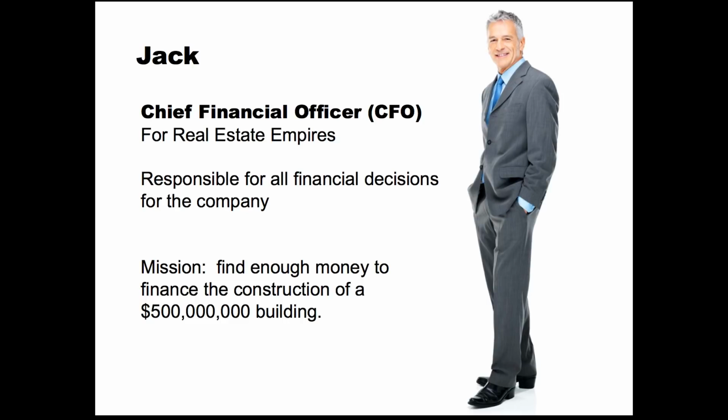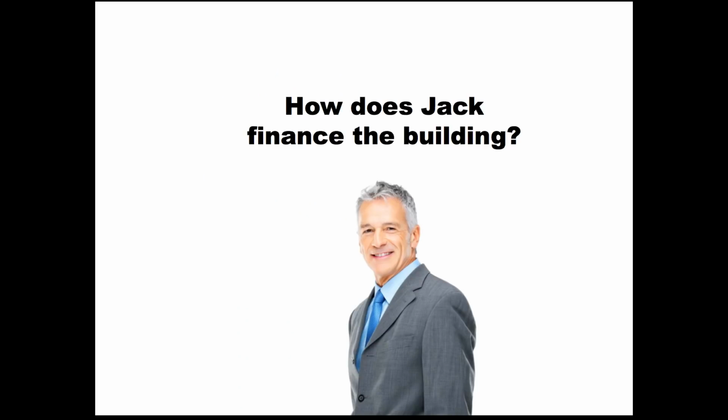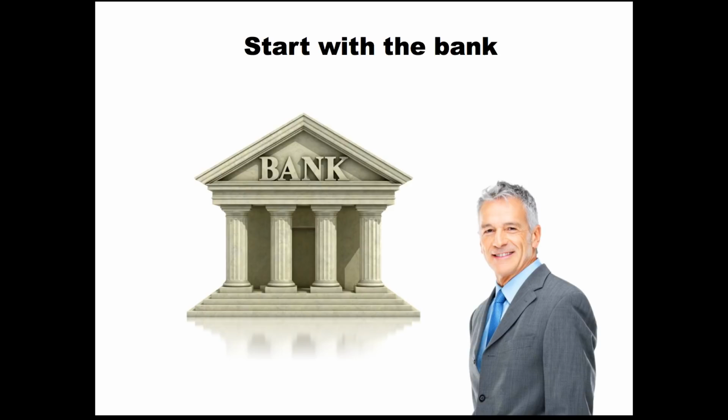So Jack was given a mission from the CEO, the Chief Executive Officer, that he needed to come up with financing for $500 million in order to construct the company's new headquarters building. So here's the new Real Estate Empires headquarter building that Jack is going to be financing, and this building costs $500 million. So Jack's going to have to go out and try to find that money. So how does Jack finance a building of that size and come up with that much money for his corporation? And like anything else, he would start at the bank.